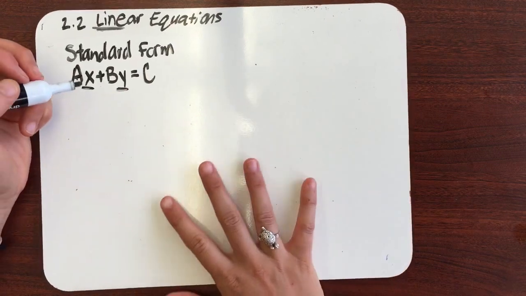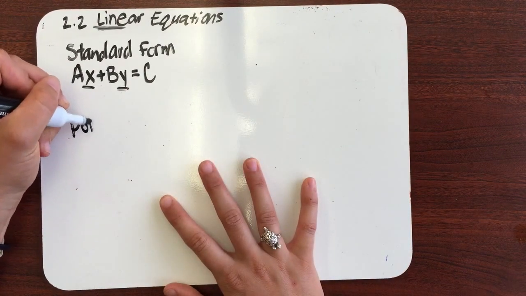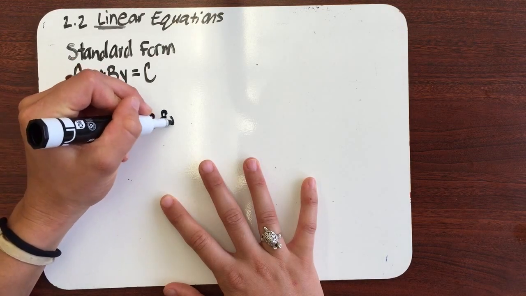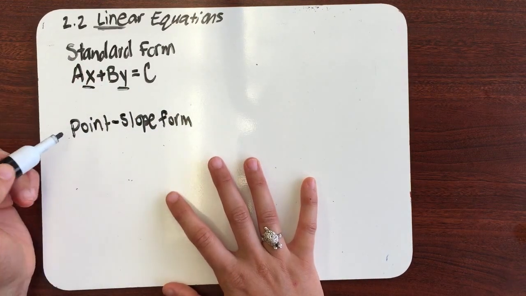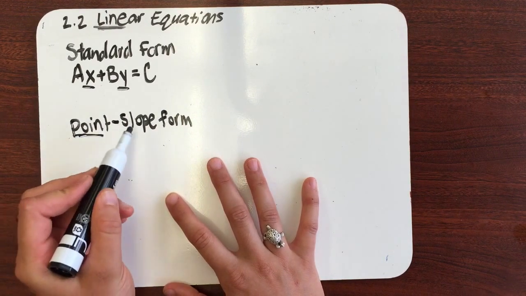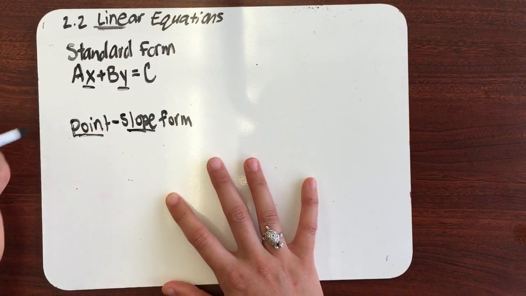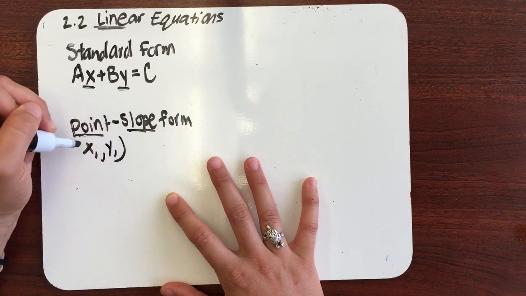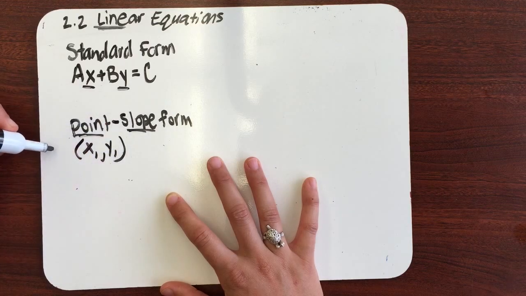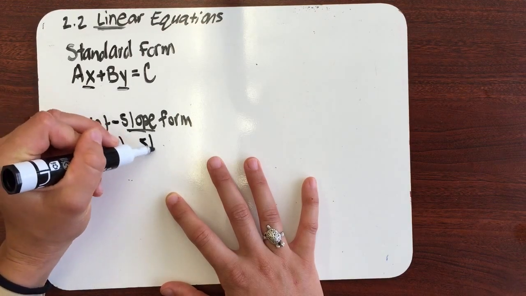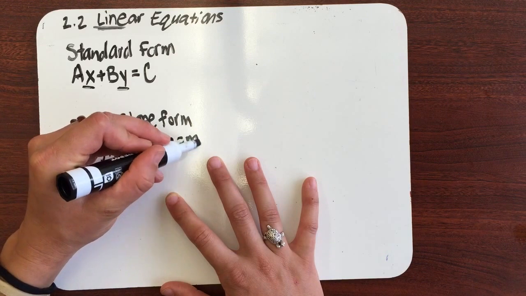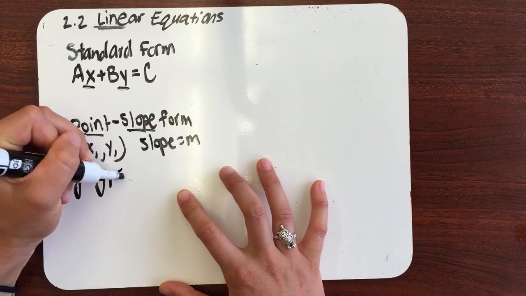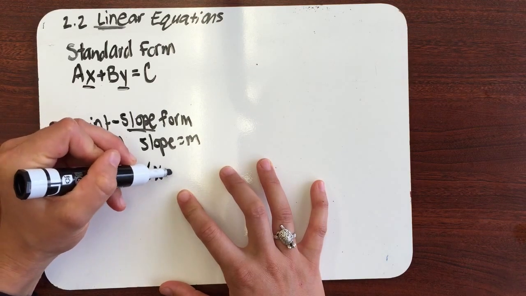The next form is point slope form, and that is going to have exactly what it says. It's going to have a point in it, and it's going to have the slope in it. So if we have the point x1, y1 as a point, and the slope is going to be variable m, we're going to write it as y minus y1 is equal to m times x minus x1.